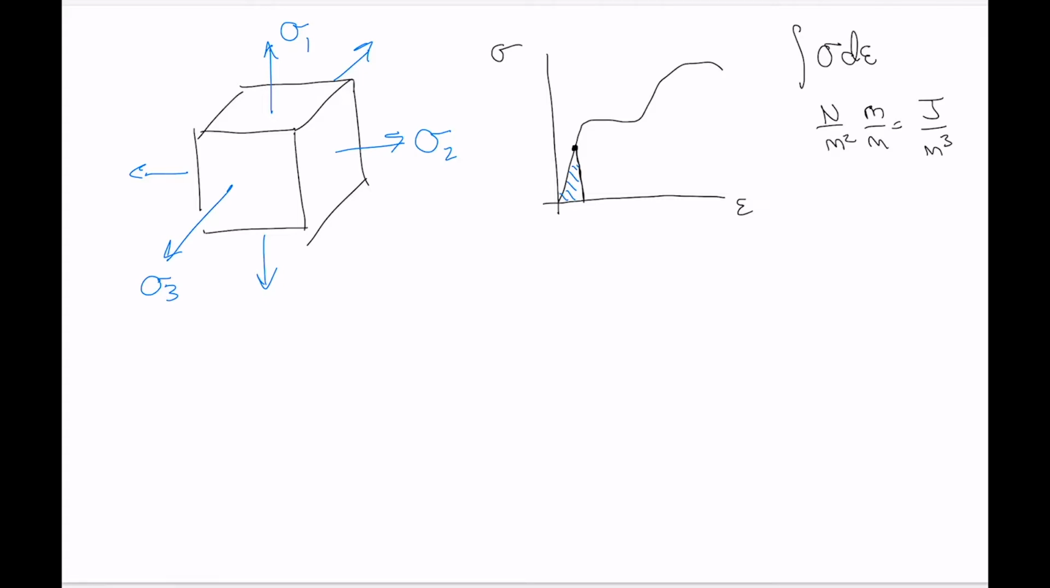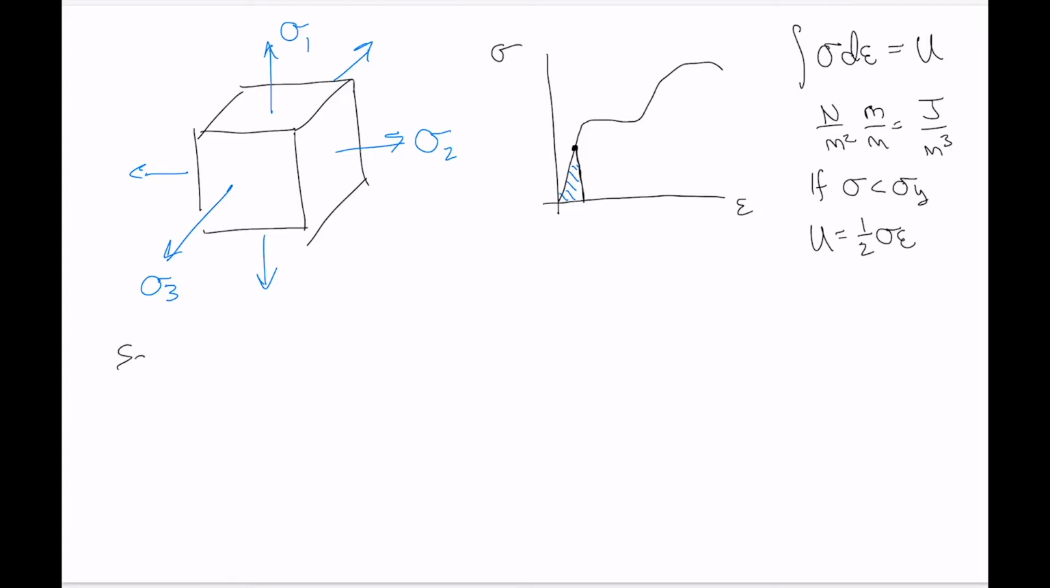Now, if strain energy we represent by giving this the symbol U, and if our stress is below the yield stress, then we know we're in the linear region of the curve, and that area is simply the area of a triangle, right? 1/2 sigma multiplied by epsilon.